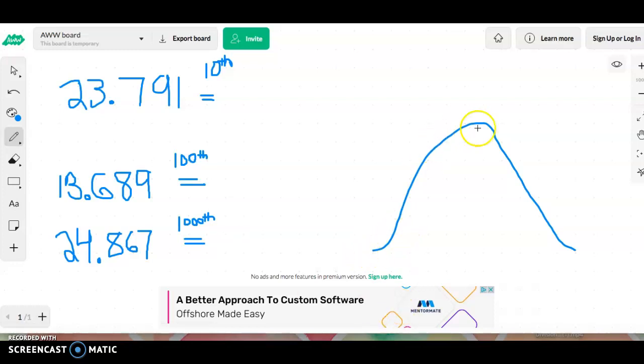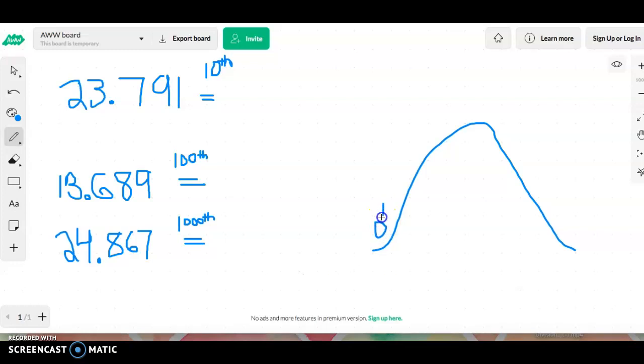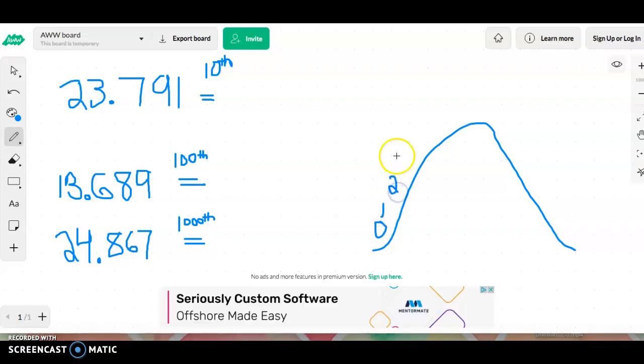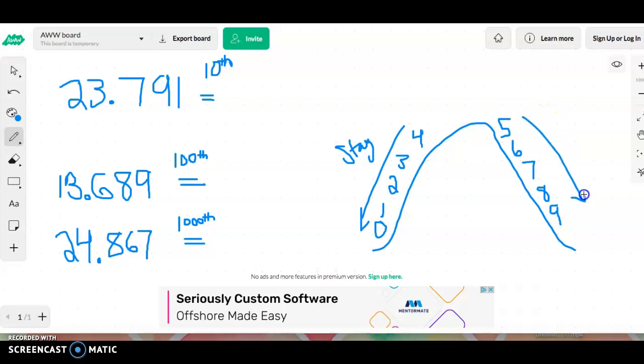So let's talk about the rounding roller coaster. Remember, if the neighbor is a 0, a 1, a 2, a 3, or a 4, our number is going to stay the same. I'm just going to write stay because it's really hard to write with my mouse. If it's a 5, 6, 7, 8, or 9, your number is going to go up 1.